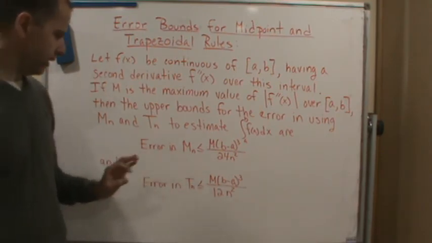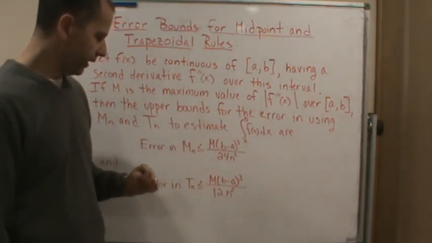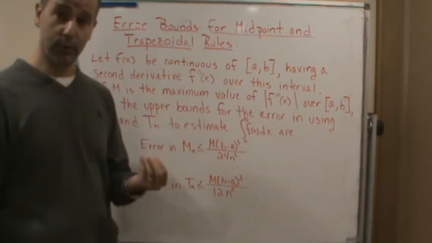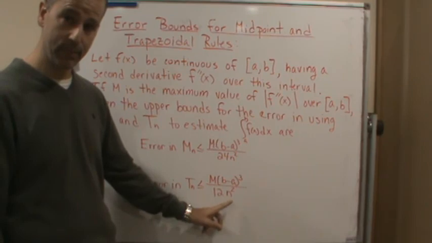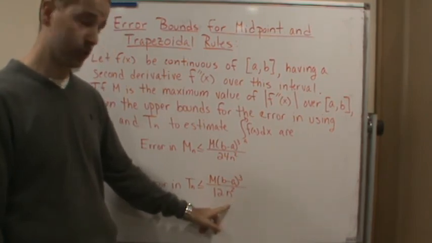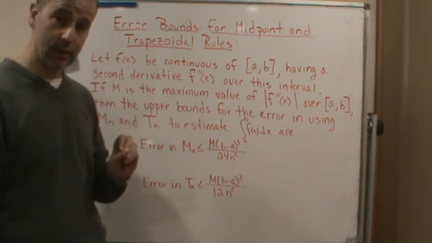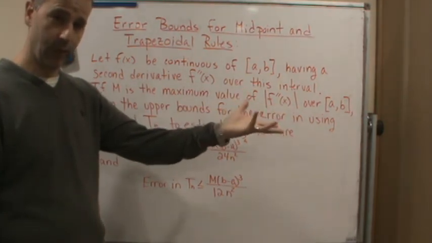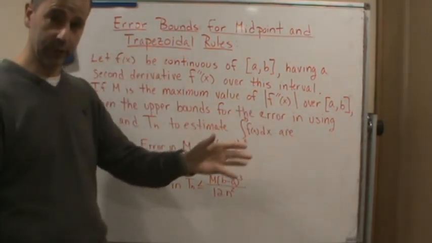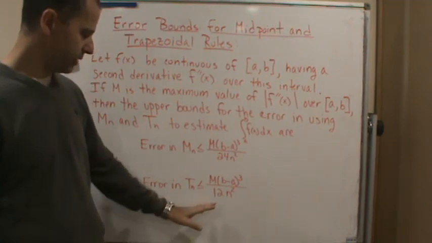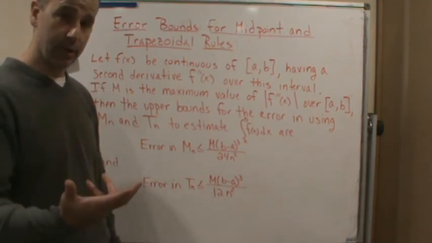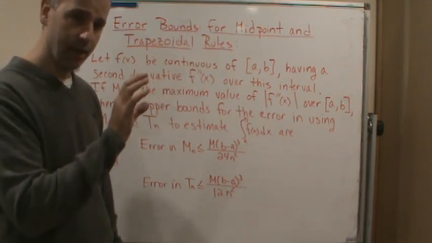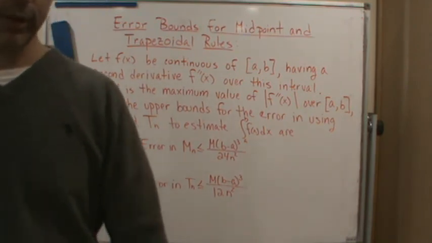The other thing we can use this for is to answer questions like, how many subintervals do I need to take? For example, trying to figure out what the value of n needs to be in order to guarantee that my error is no bigger than whatever you're given. We can use this to tell us how many subintervals we need to take in order to guarantee that our approximation's error is less than a given amount. So that's what we're going to take care of next.